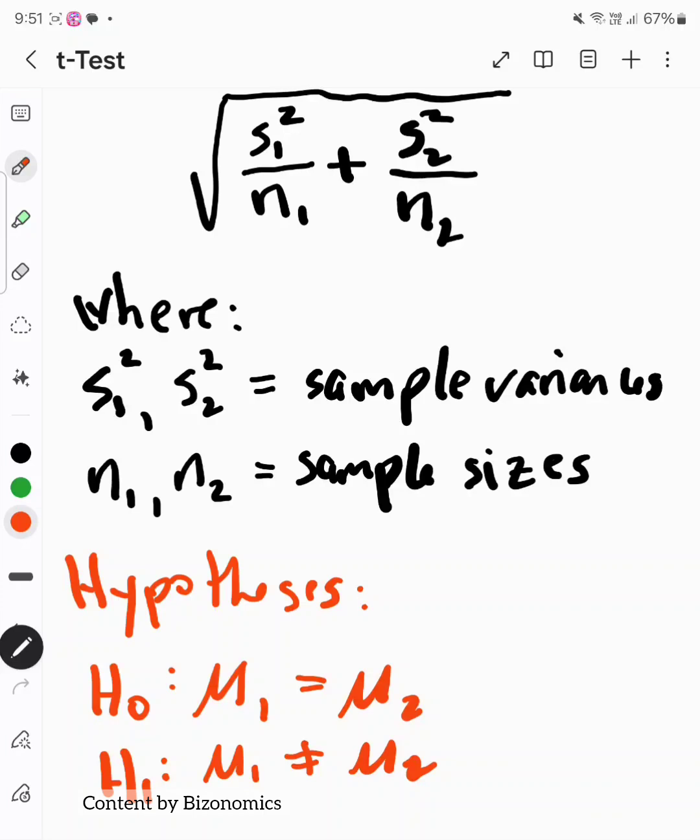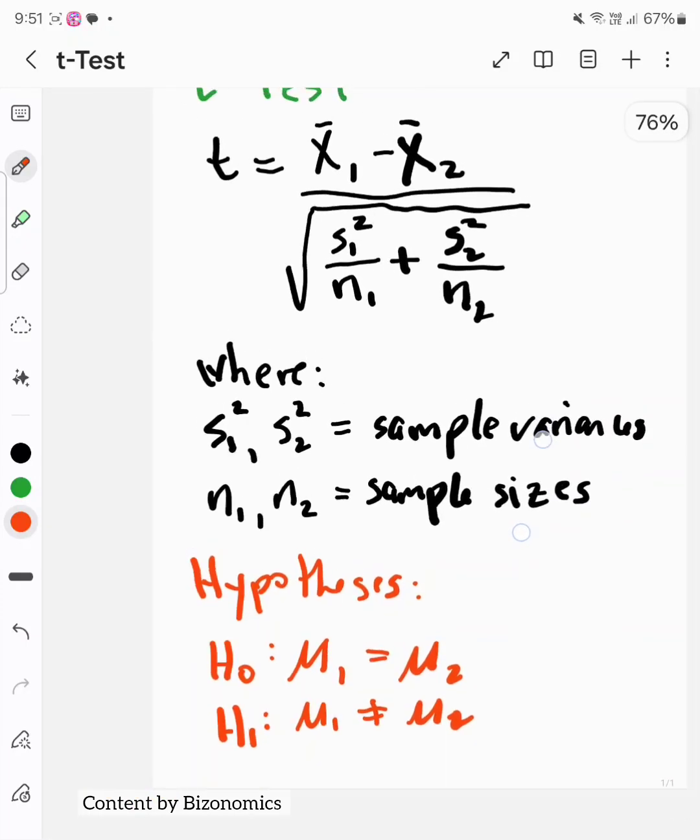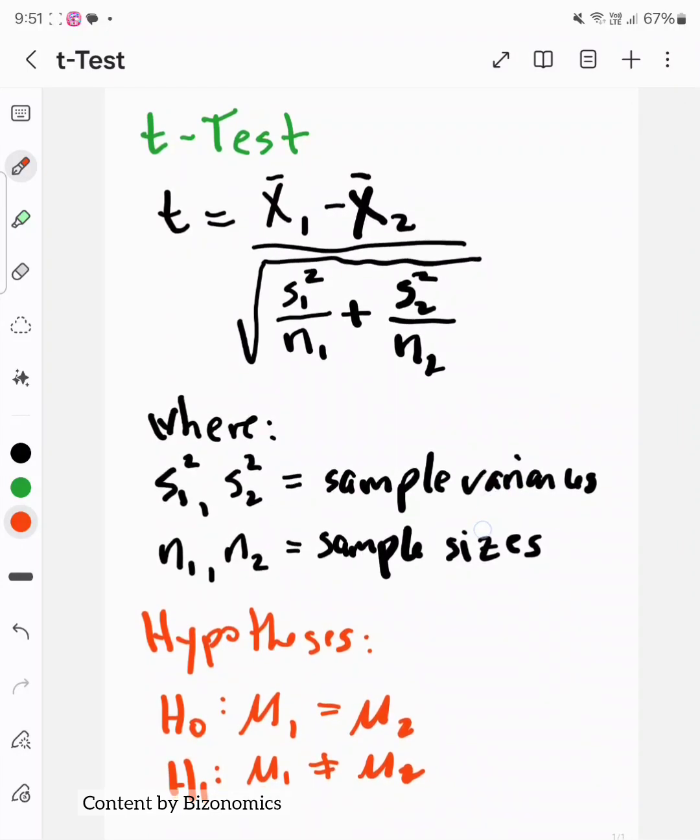Okay, I think that concludes our sharing about t-tests, and I hope you can use this test in conducting your research, particularly in your methodology.